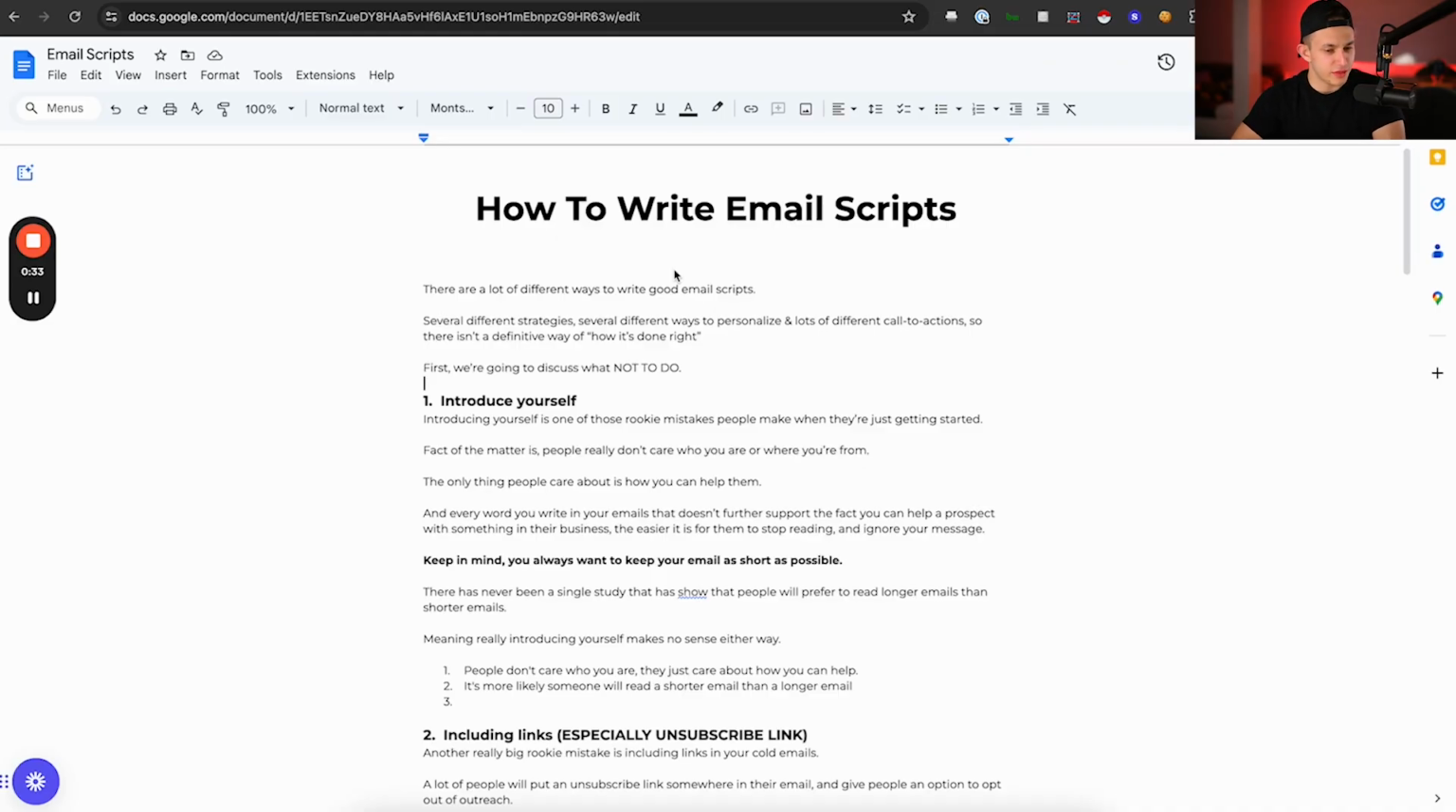Now the thing with writing cold email scripts is there isn't necessarily a definitive right way of doing it, right? As with a lot of things in marketing, it really depends on the situation. There's a lot of intricacies when it comes to actually writing a script really well, but I'm going to go through the most common mistakes people make.